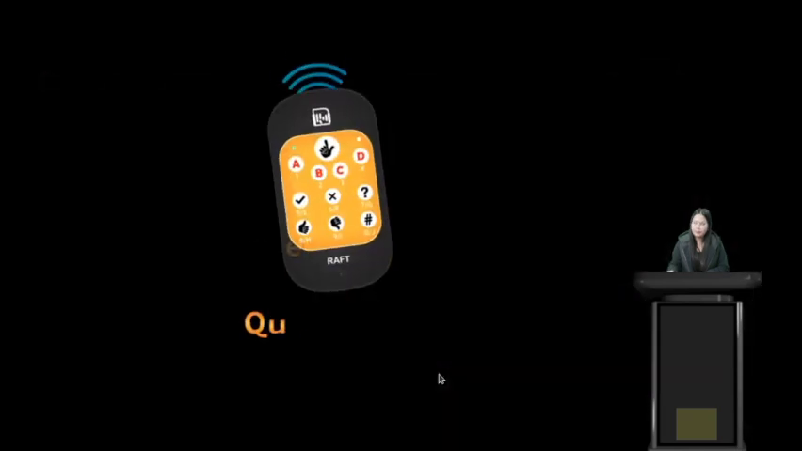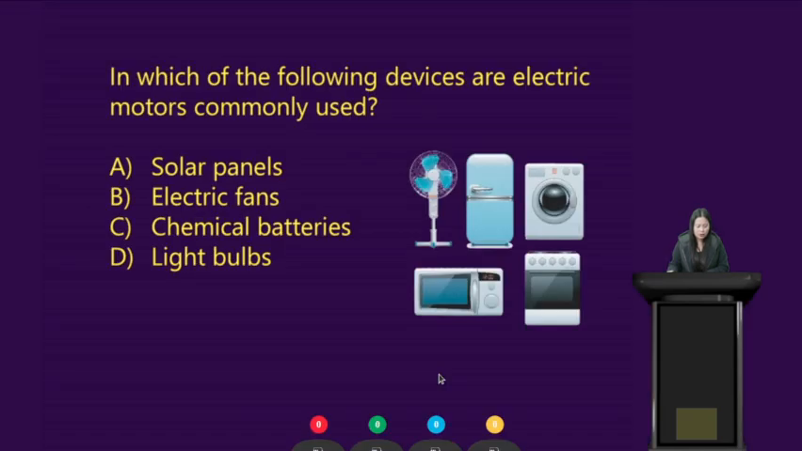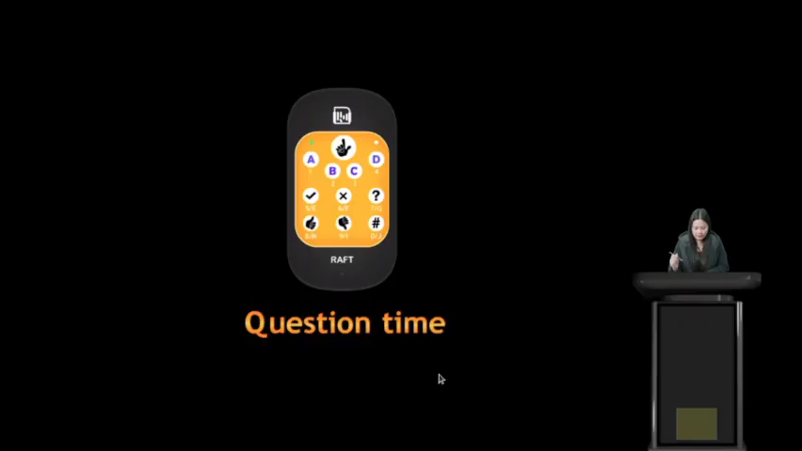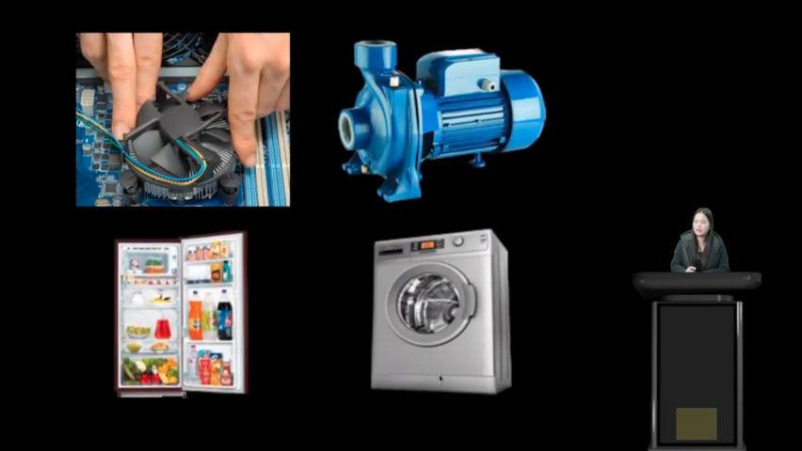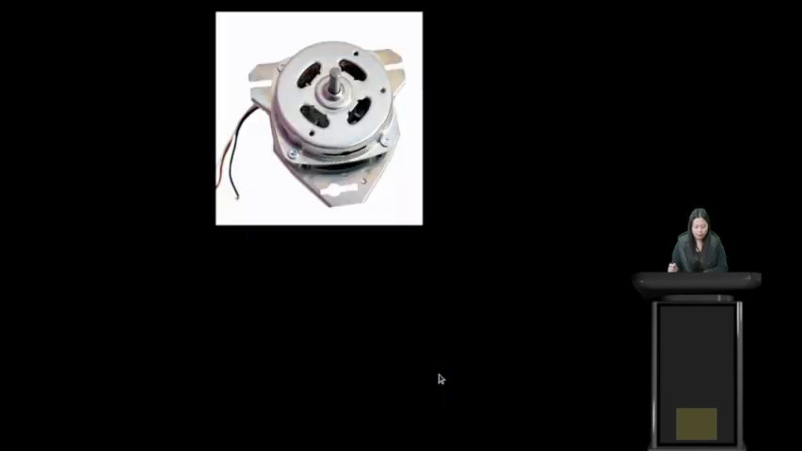Alright students, before the next question, let us discuss one more thing. Here we see some practical examples of electric motors. This electric motor is also used inside a PC or computer. It is also used in a refrigerator and in a dryer. So these are some of the practical uses of electric motors.